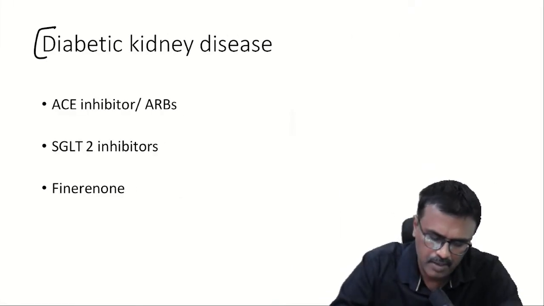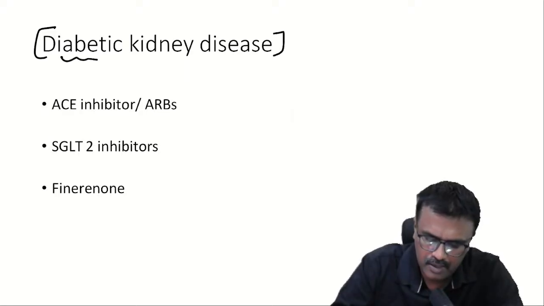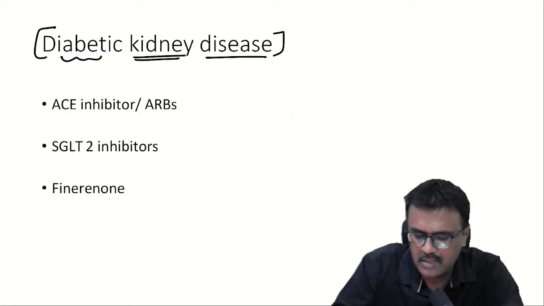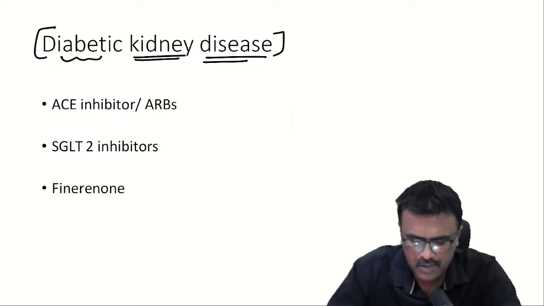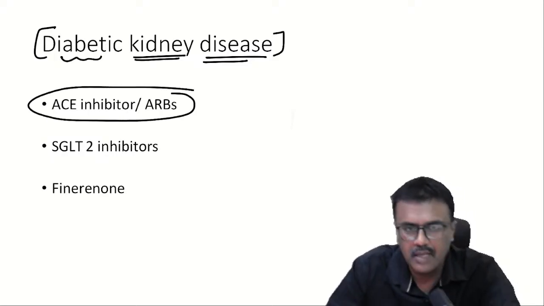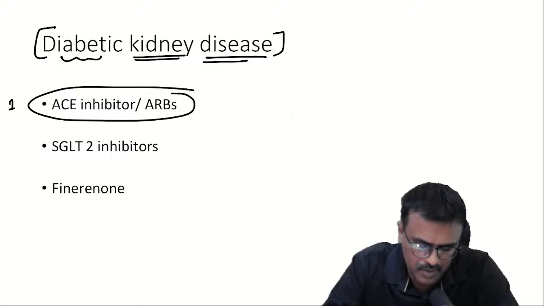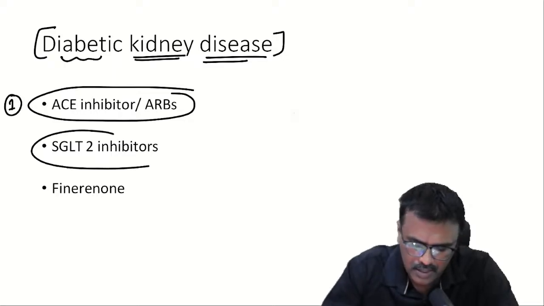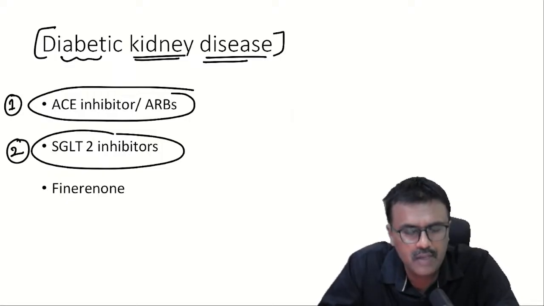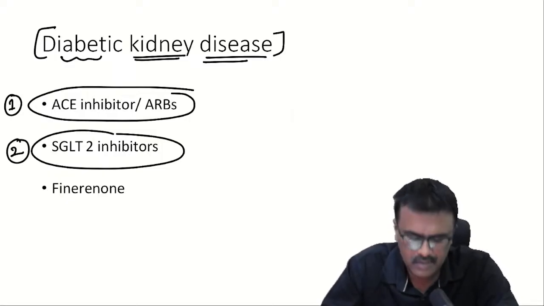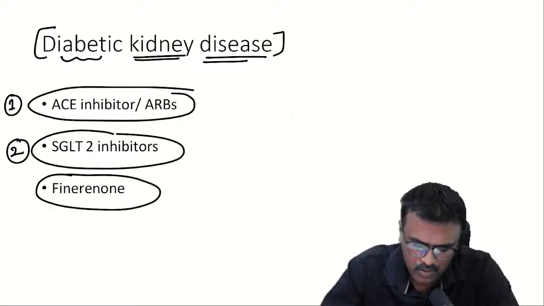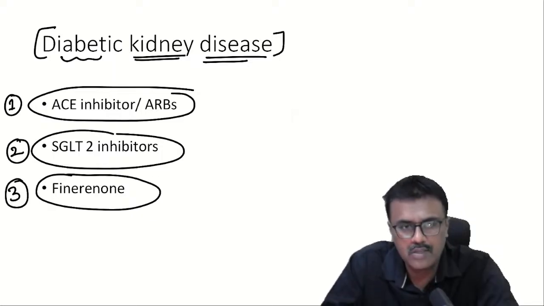Patient having diabetic kidney disease. So the patient is diabetic, then the kidneys get damaged. So what are the drugs? First choice we have ACE inhibitors and ARBs, prils or sartans. The second, now recently, even SGLT2 inhibitors have been shown to be helpful in kidney disease. The third option is finerenone, that is also useful, but the cost is a factor.